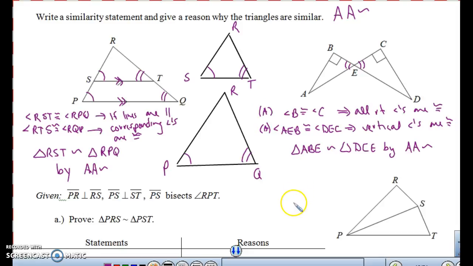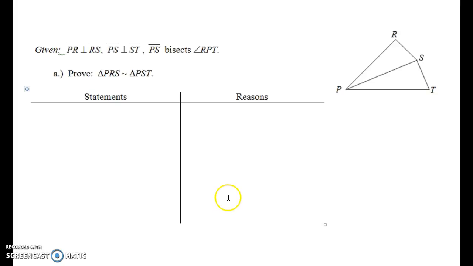Notice we didn't have to prove congruence, we just had to prove similar. Okay, now the majority of the time, when you have a step-by-step proof and you're trying to prove a triangle similar, it's going to be angle-angle.